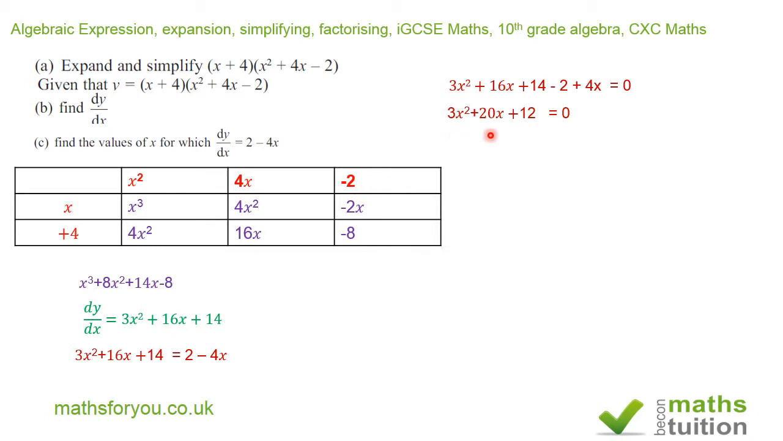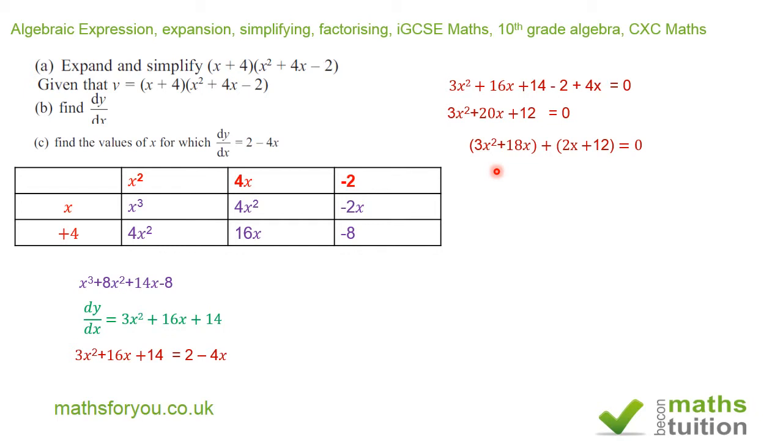Now we need to factorize this. Don't forget that x² has got 3 as a coefficient. Now 3 times 12 is 36. We want two numbers such that when you multiply you get 36, and when you add you get 20. The two numbers in question are 18 and 2, so we end up with 3x² + 18x + 2x + 12 = 0, because the 18x and 2x will give you 20x.